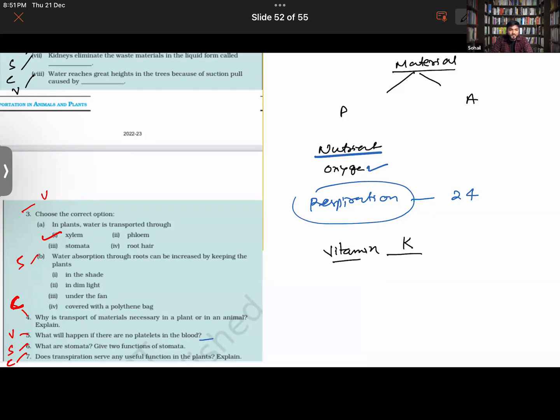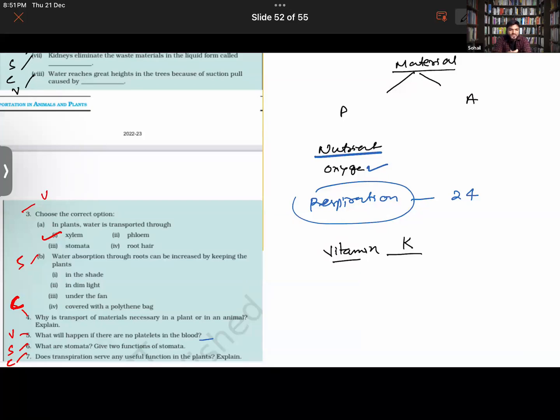Question number 7. Does transpiration serve any useful function in the plants? It maintains the osmosis, and it also keeps the cells of the plants strong, in the sense of rigid. When you talk about the rigidity of the cells of the plant, it is due to the cell wall.